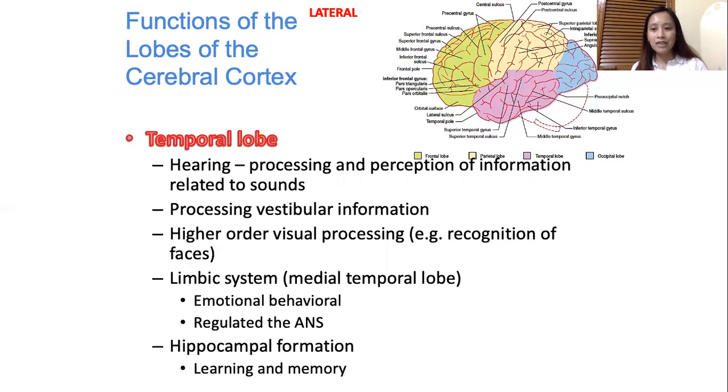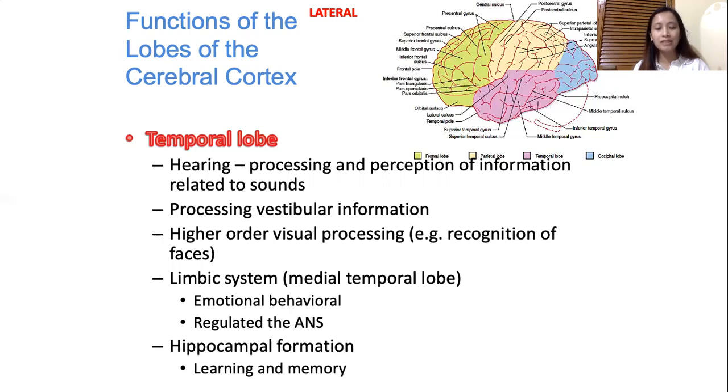Okay. The temporal lobe has many functions. So number one is hearing. So if you hear a sound, it gets transmitted into your middle ear, and then into your inner ear, to your cochlear nerve, and then it gets processed in your temporal lobe. And it's your temporal lobe that perceives, let's say, the music or the loud sound, no? And then another thing is the processing of your vestibular information also through your ears.